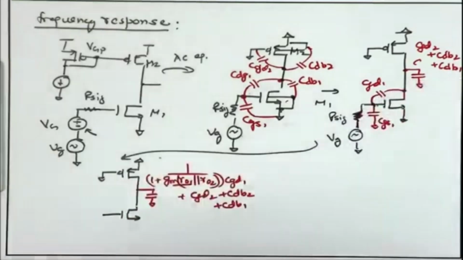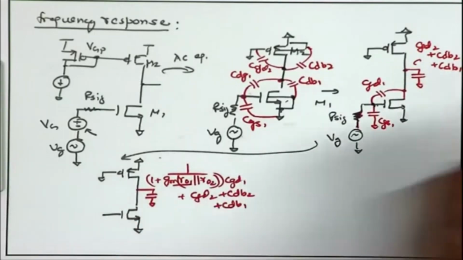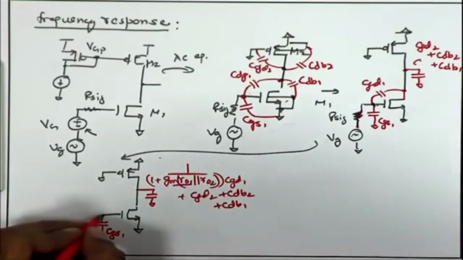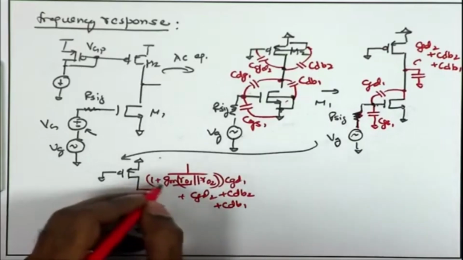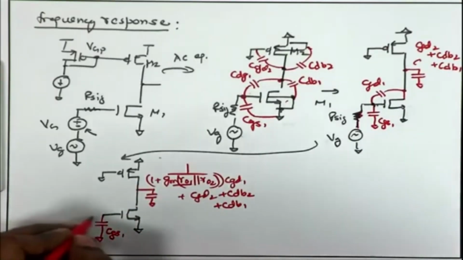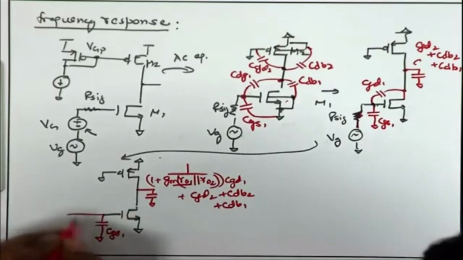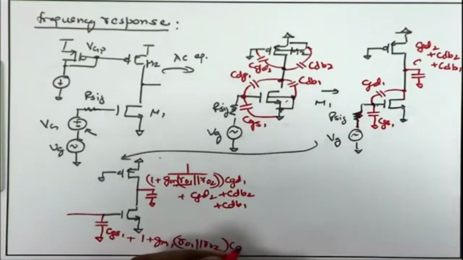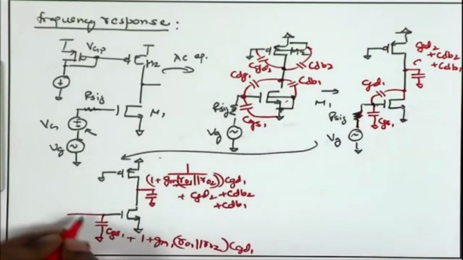So, here it is 1 upon A, whereas on the opposite side, on the source terminal, we have CGS1, and here we get 1 plus A. On the other side, we get 1 plus 1 upon mod A. Here we have the equivalent capacitance coming as 1 plus GM1 RO1 parallel RO2 times CGD1, and this is my equivalent capacitance at this particular node. So, what I have done is I have found out the small signal capacitance between my two nodes and AC ground.